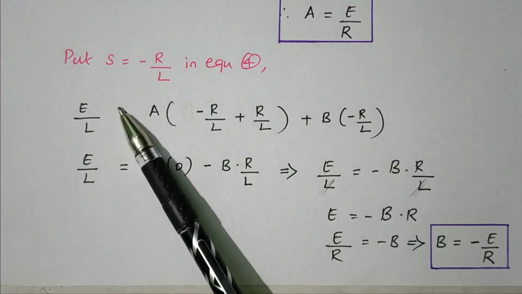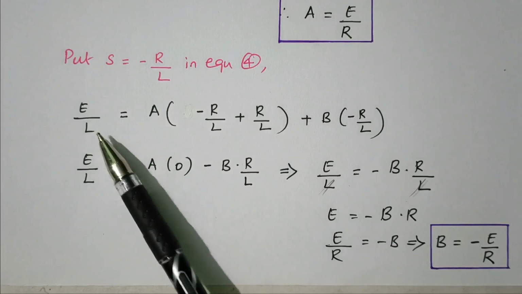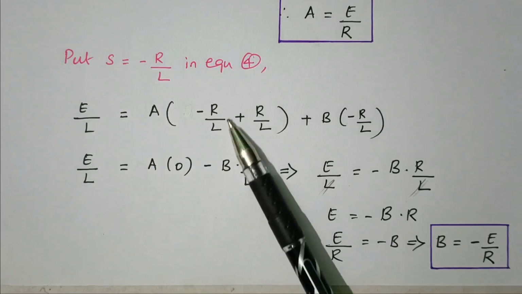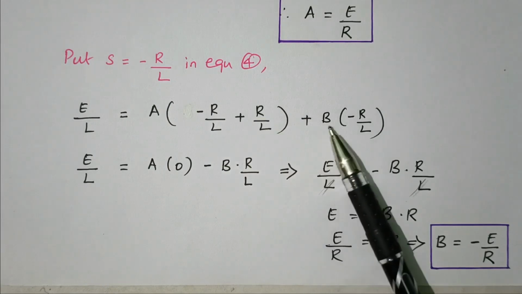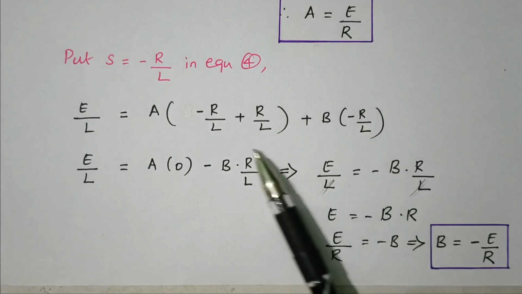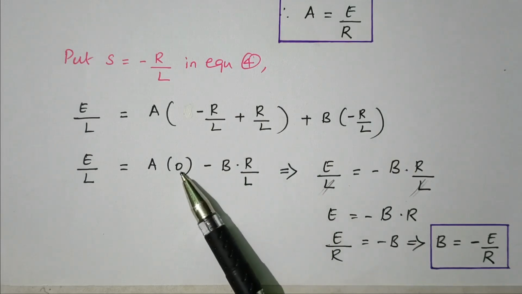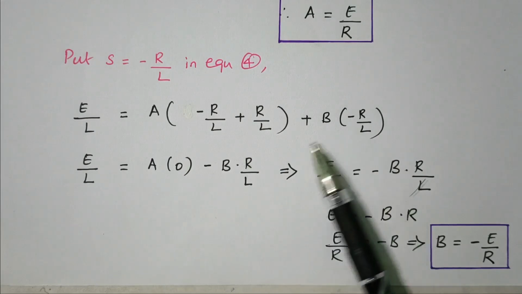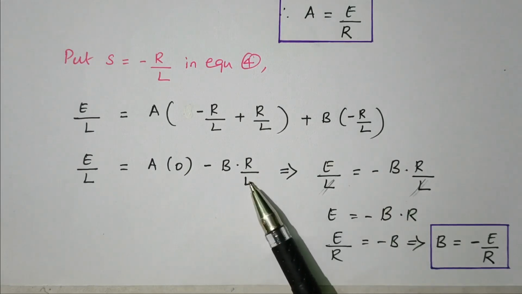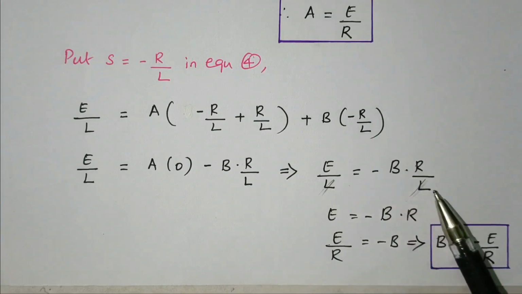Now substitute S equal to minus R by L in equation 4, so that E by L equal to A plus B into minus R by L. Here S is replaced by minus R by L, so minus R by L plus R by L got cancelled. It becomes 0. So E by L equal to A of 0, minus B into R by L. So E by L equal to minus B into R by L.